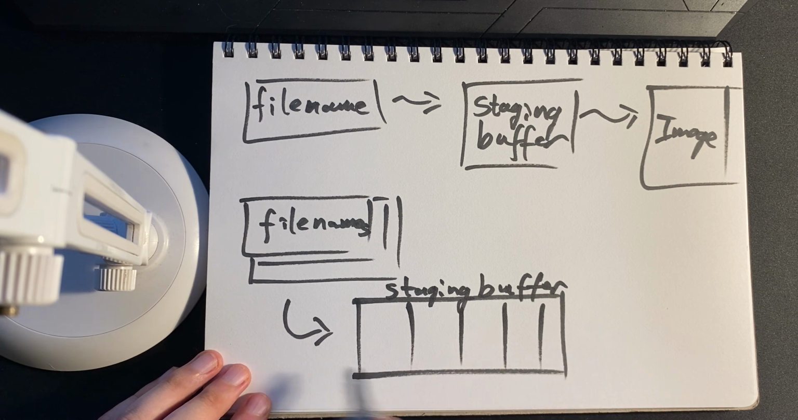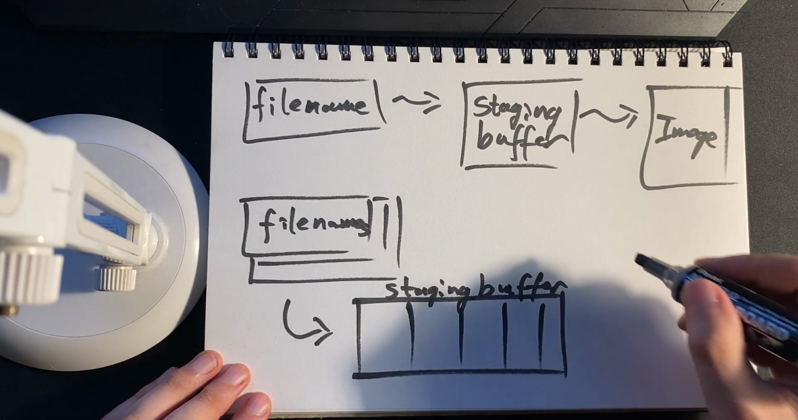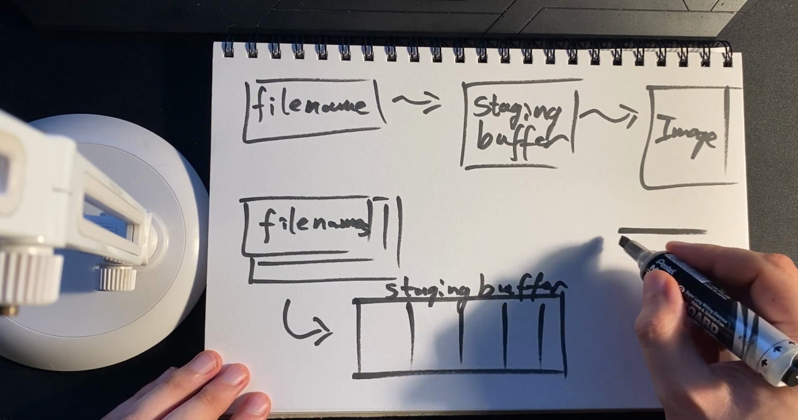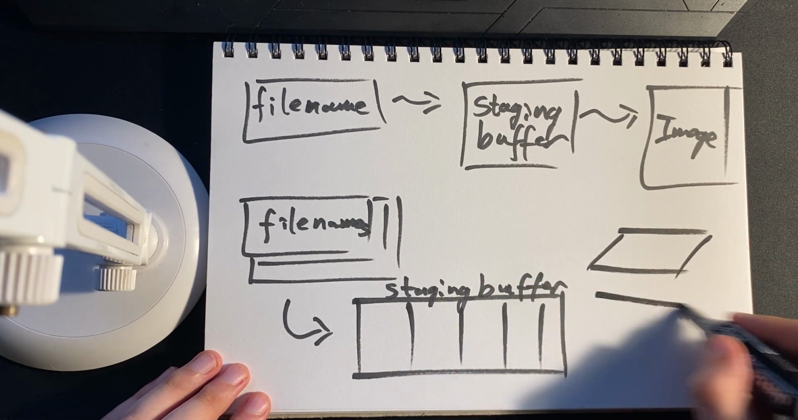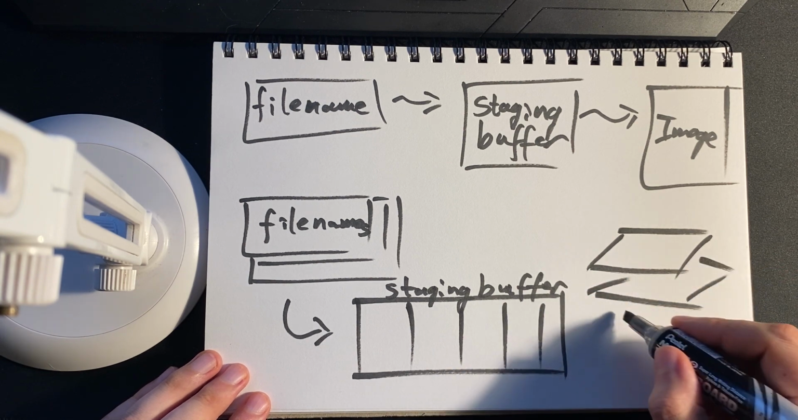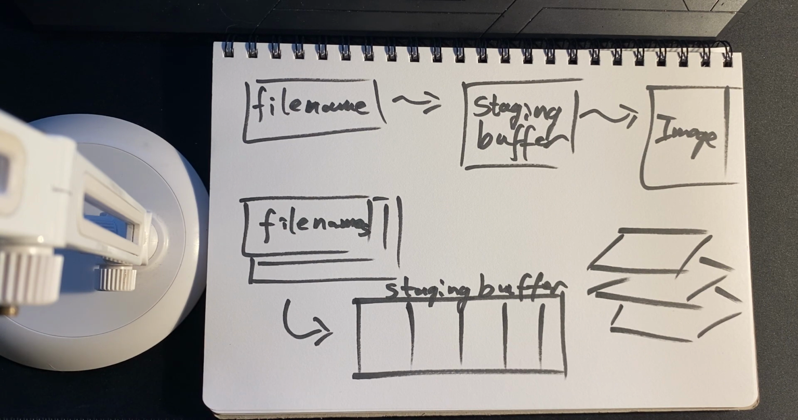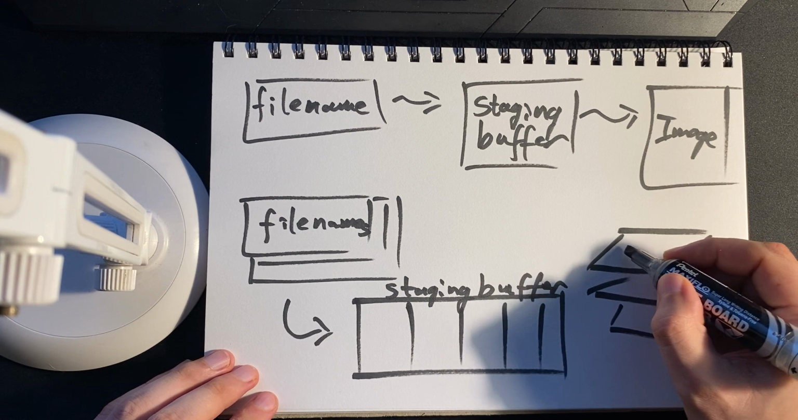So by the time we finish the memory copy, we should have all 6 regions of the staging buffer filled up with the image data. Then we have the image, and it's actually a 2-dimensional image, but it's done with array layers. So we have 6 array layers. I'm just writing 3 because 6 would be too much. You get the point.